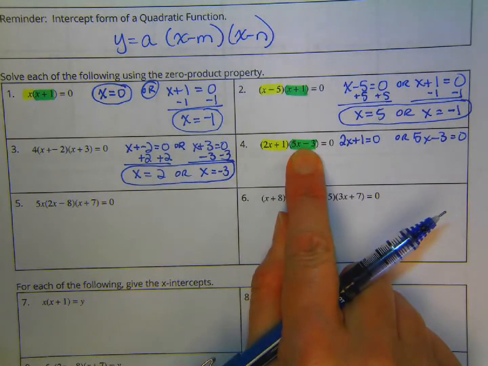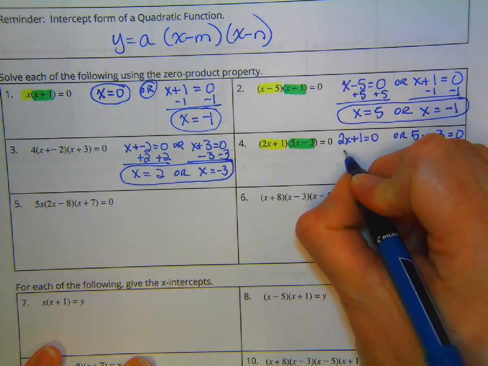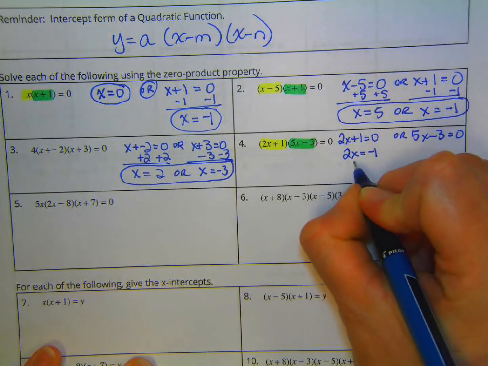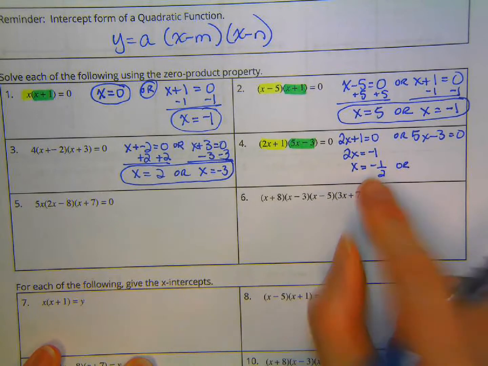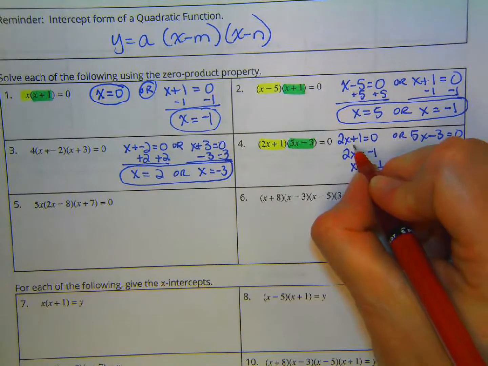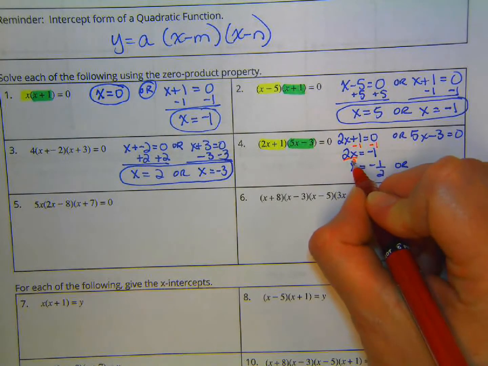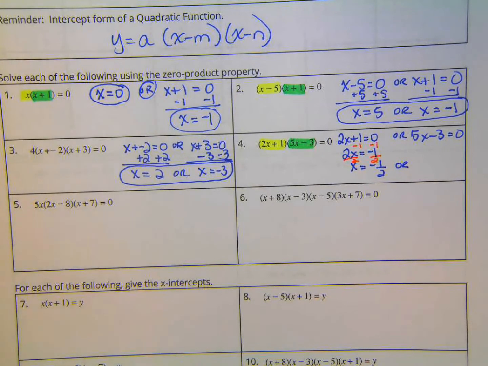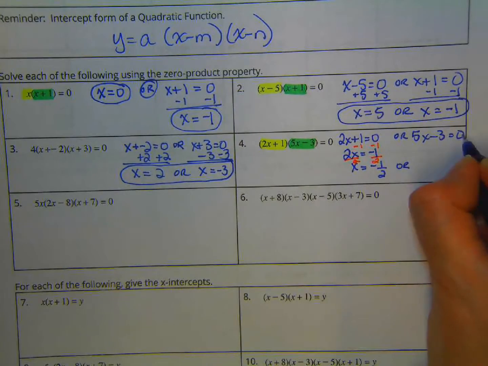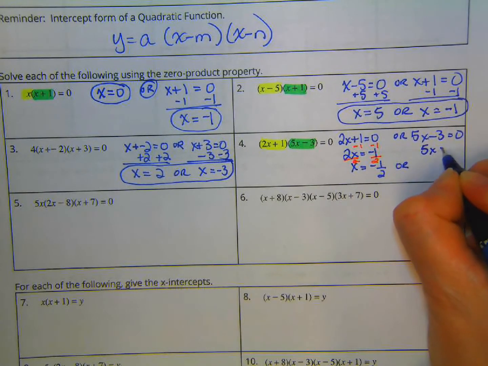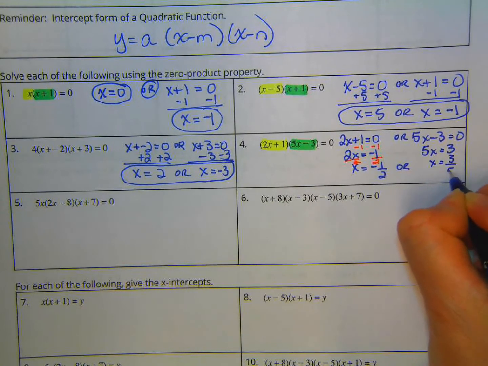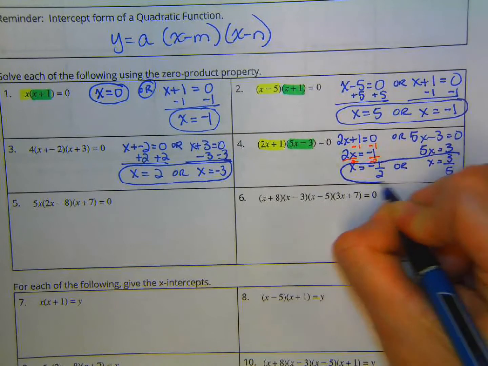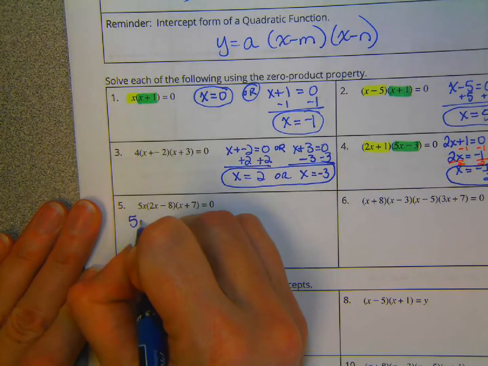Either that is 0 or this is 0. Subtract 1 from both sides. Divide by 2. You're probably to the point now where this is fine. So I'm just going to write this down on this one. Minus 1. Divide by 2. So we get x equals negative 1/2, or add 3 to both sides, and then divide by 5. There's our solution. For this one right here, we have 5x equals 0.